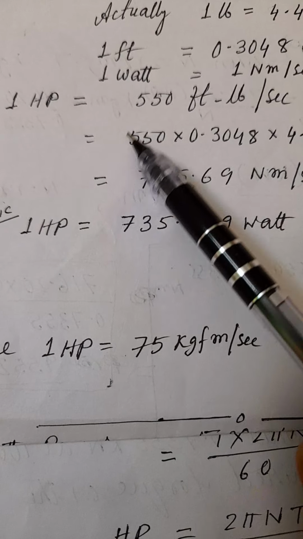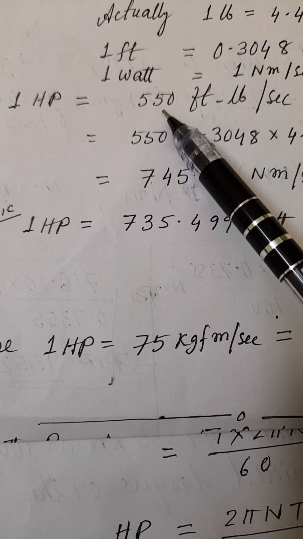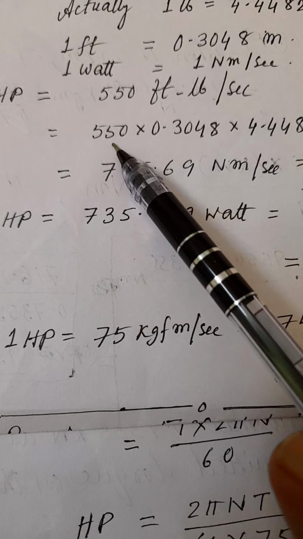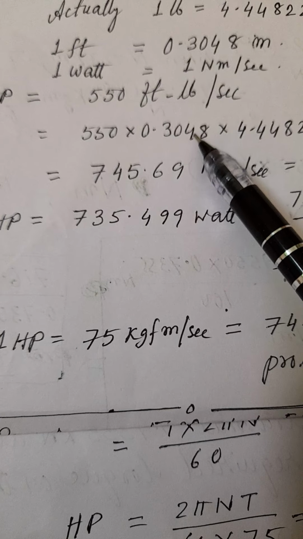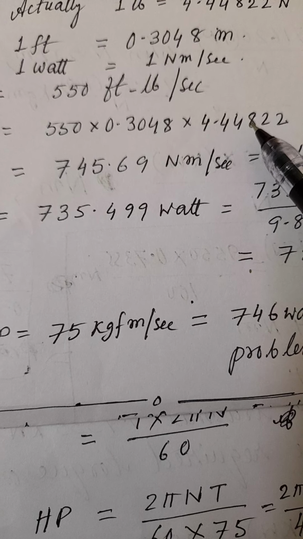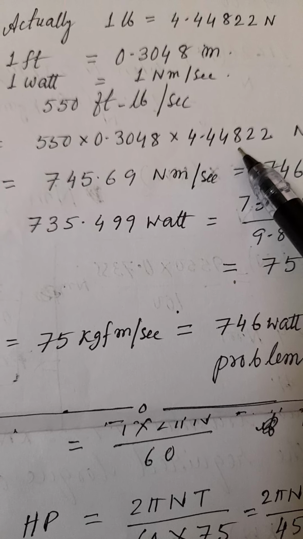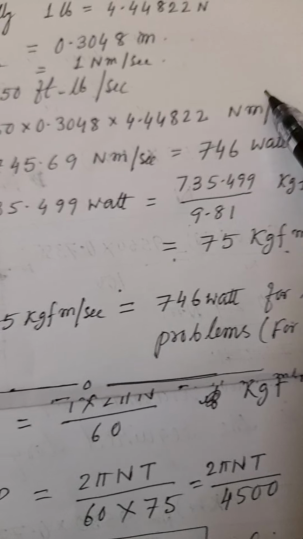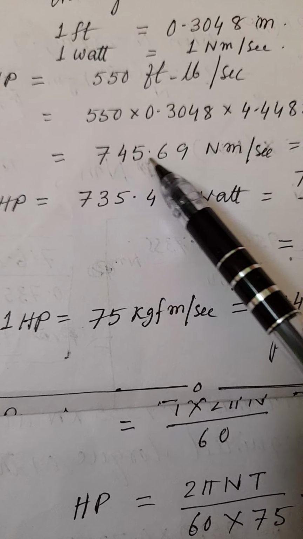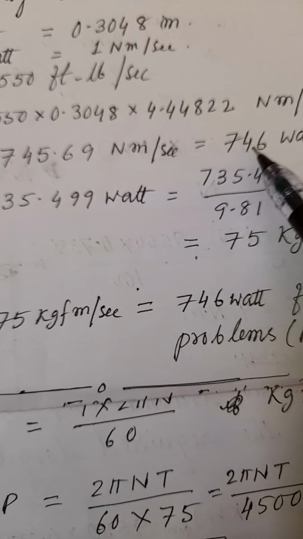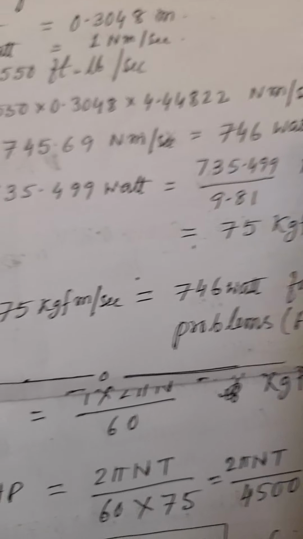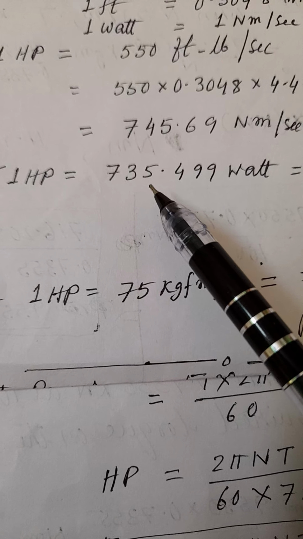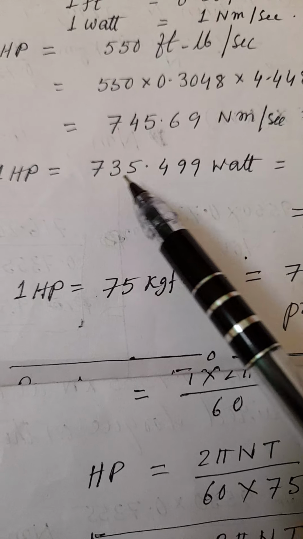1 HP is equal to, actually this is the basic definition, 550 foot-pound per second. Now 550 into feet is converted to meter, and then the pound is converted to Newton. So this is in Newton meter per second. It is nothing but watt. So this much is a watt. You take roughly 746, but actually 1 HP in metric is 735, not 746, 735.5.